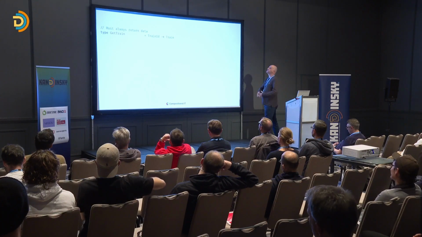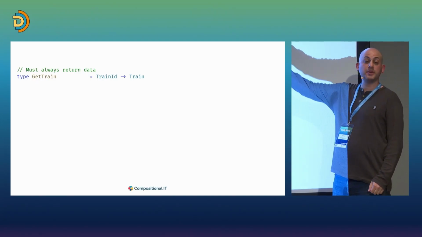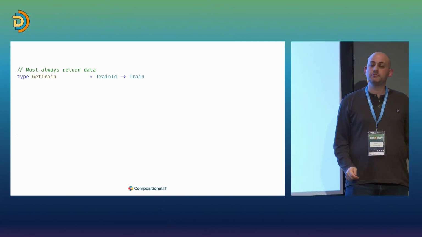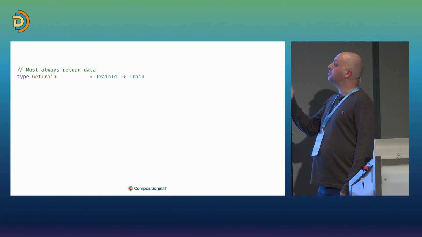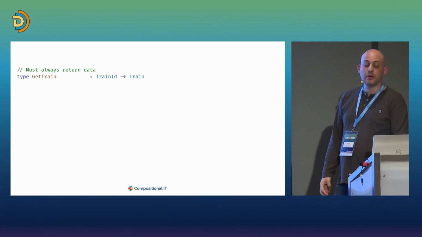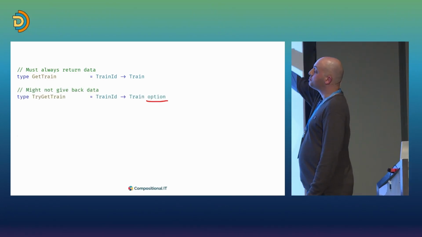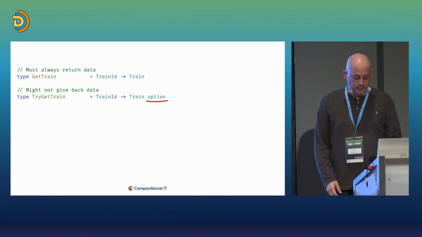Imagine we had a function called getTrain. The signature is pretty simple. Give me a train ID, and I will give you a train back. So some repository, if you will. What if we wanted to say, well, that train might not exist. Maybe the train ID isn't valid, or maybe the train's been deleted, or whatever. Well, we just put option on the side there. And now we've got this effect of optionality built in.